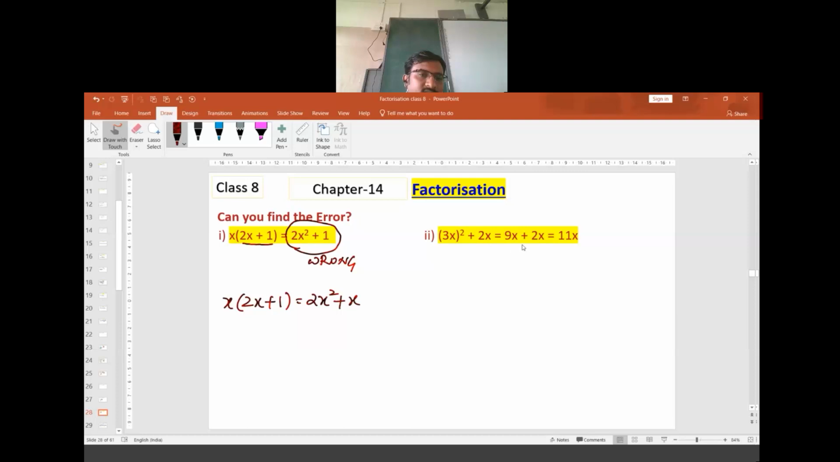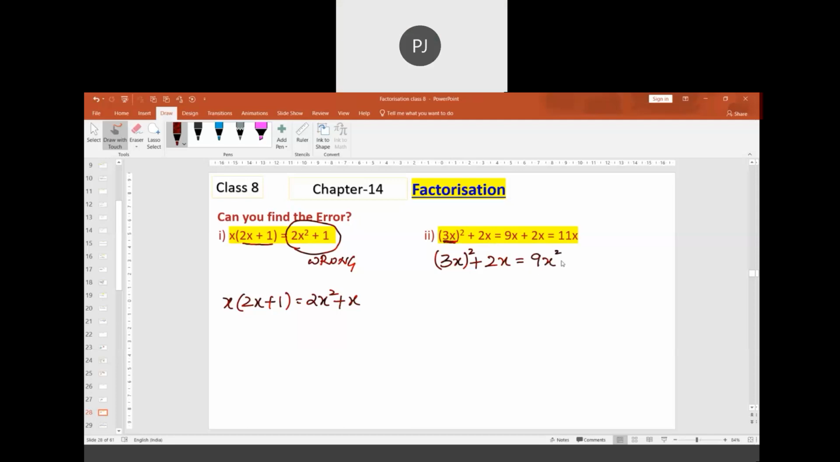Is there a mistake in this? 9x square should be written. But look here, 3 squared is 9, correct? But x should also be squared. 3x into 3x will give 9x square. The square is done on both 3 as well as x, so 3x whole square is 9x square.